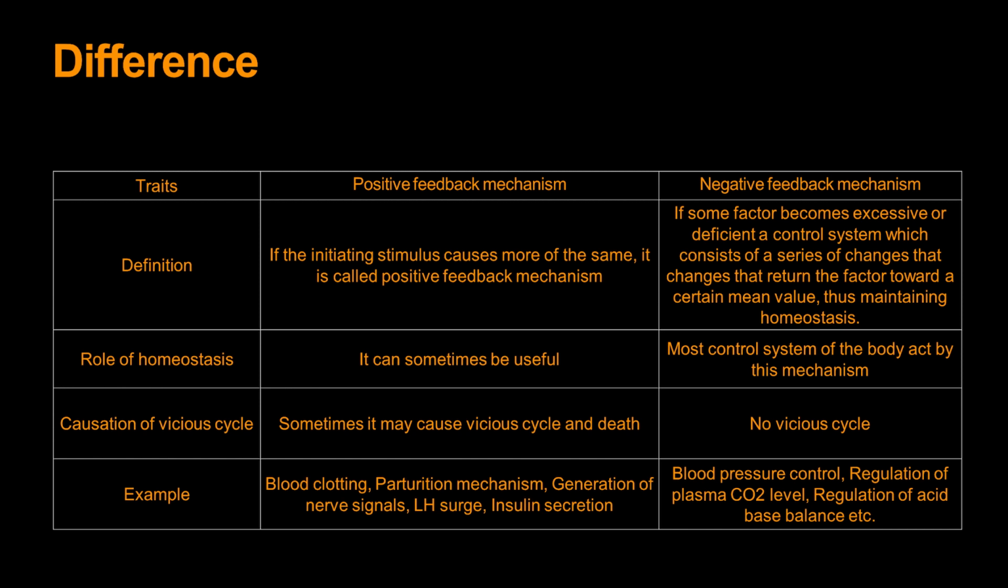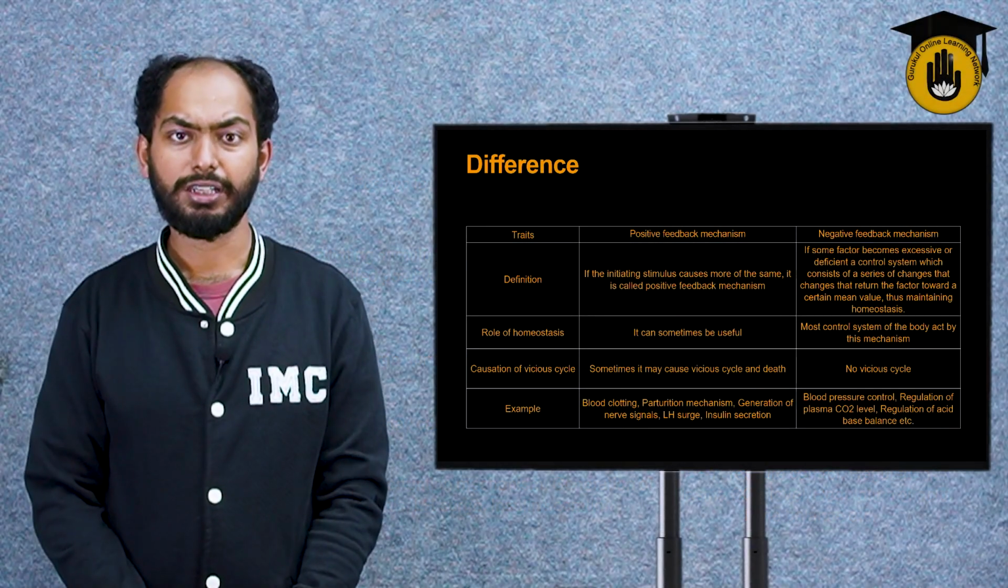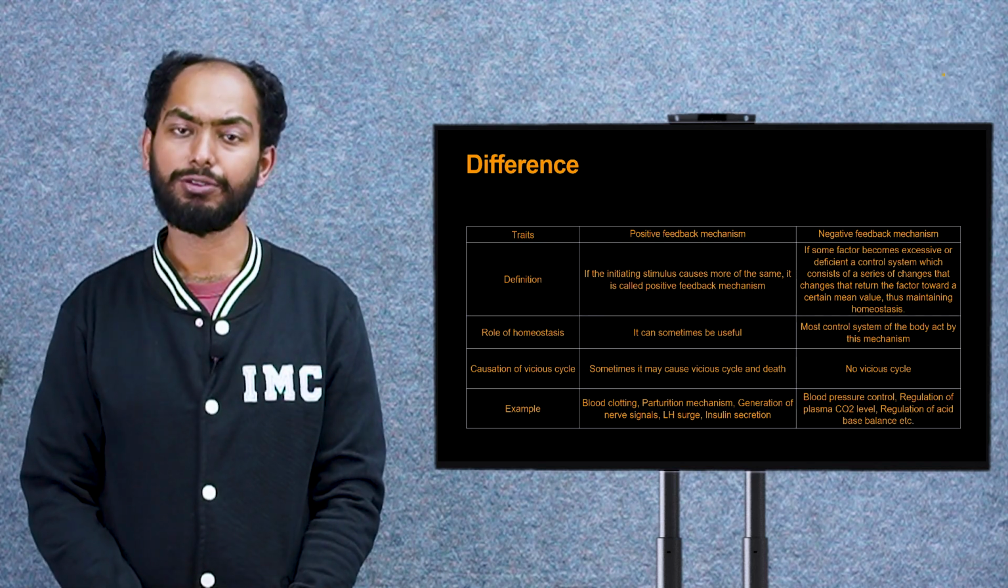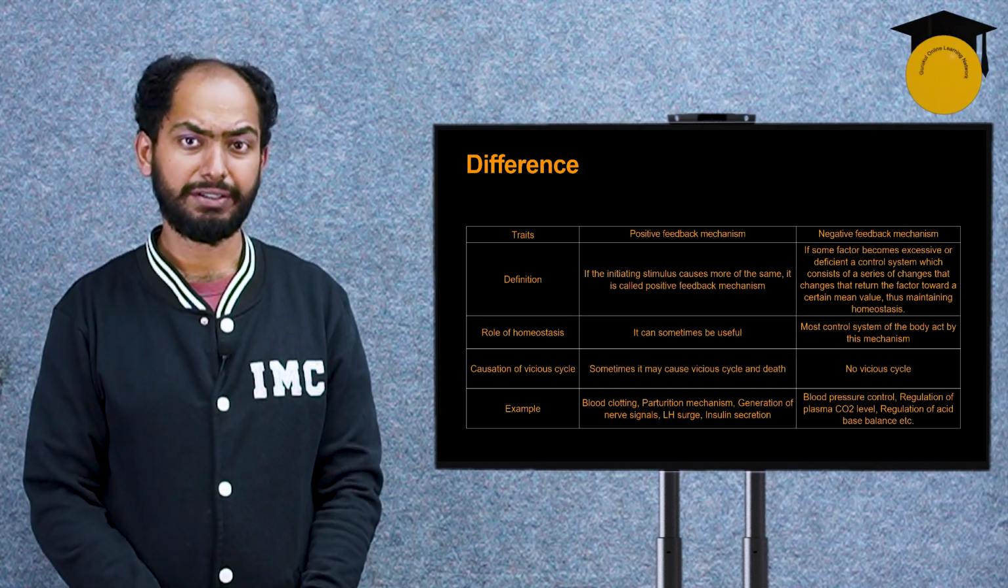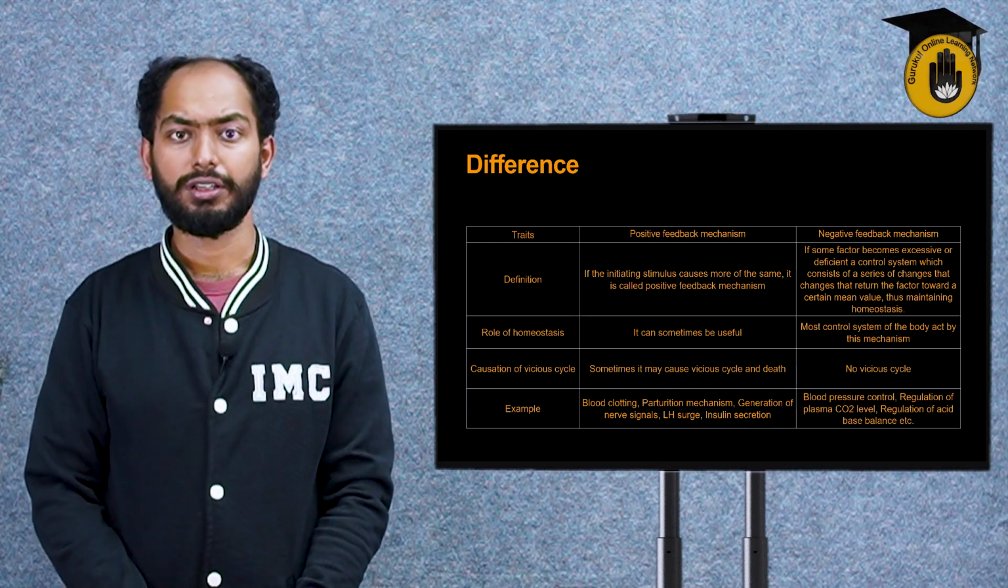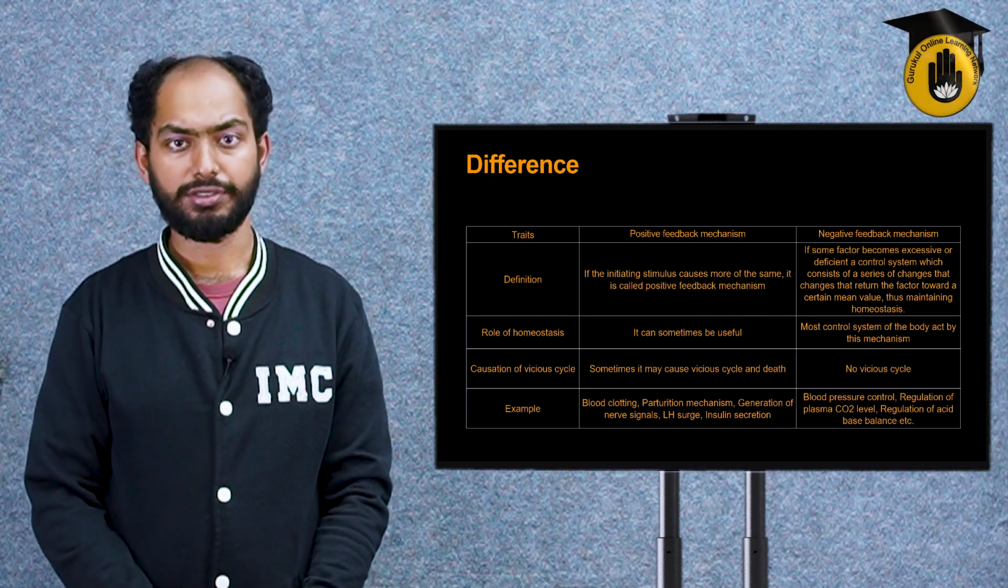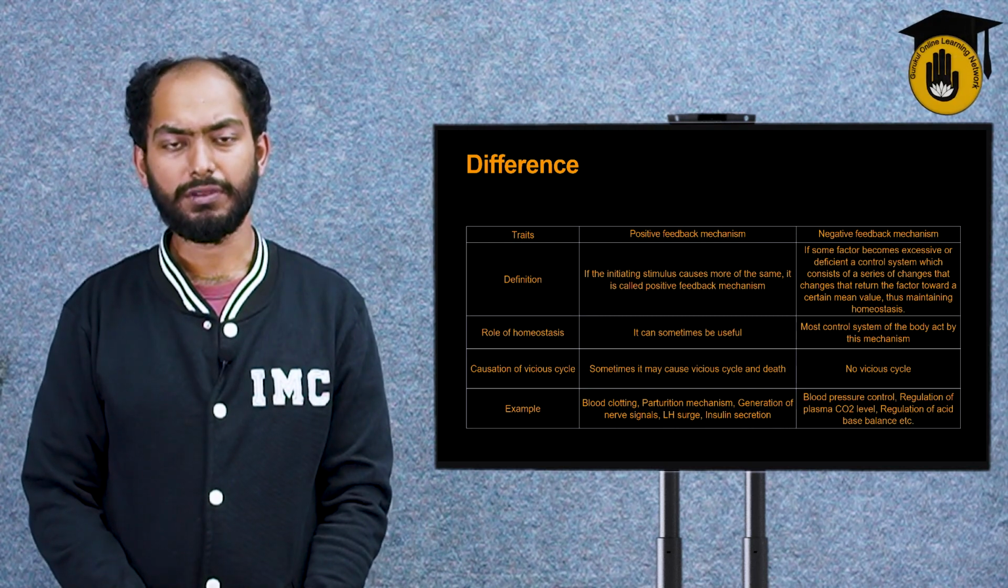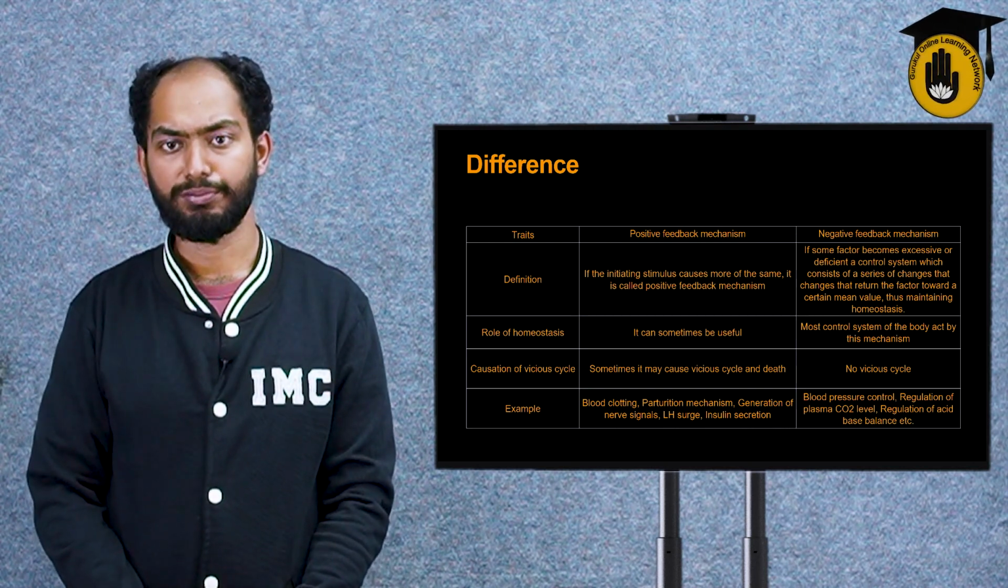And the negative feedback mechanism is when some factor becomes excessive or deficient in our body, and a control consisting of a series of changes returns the factor towards a certain mean value. That is known as homeostasis or the negative feedback mechanism. So our body basically wants to maintain a mean value of everything. Both the positive and negative feedback mechanisms want to maintain the homeostasis of our body. So we have known the definition of both of them.